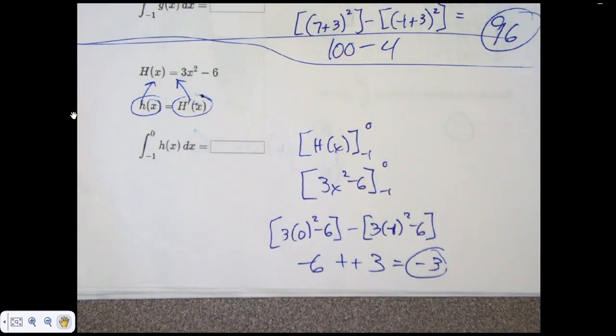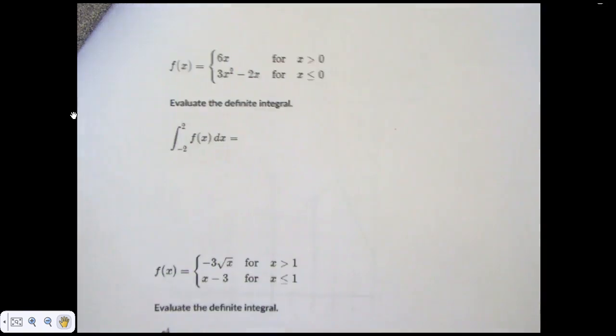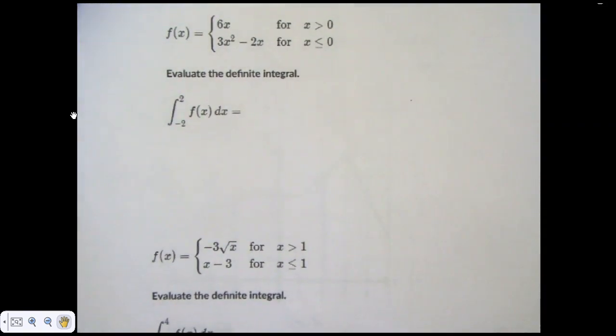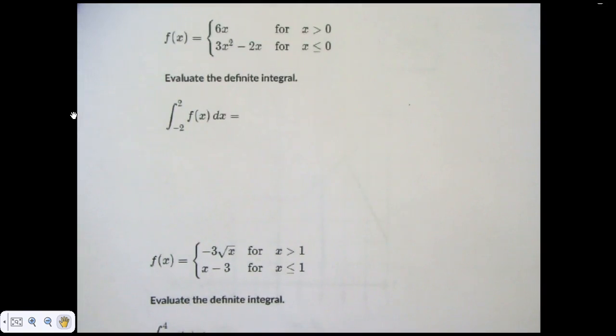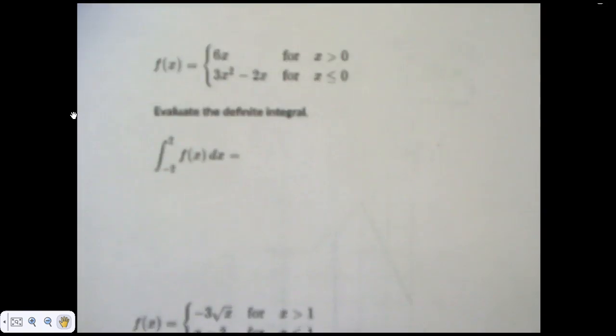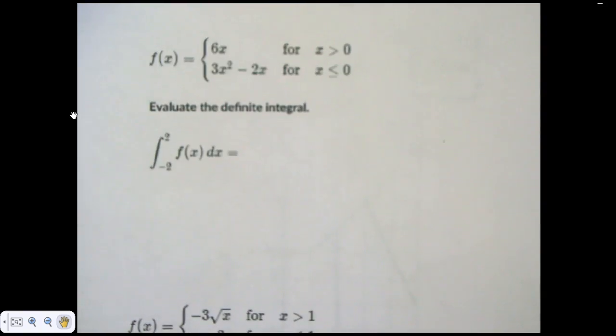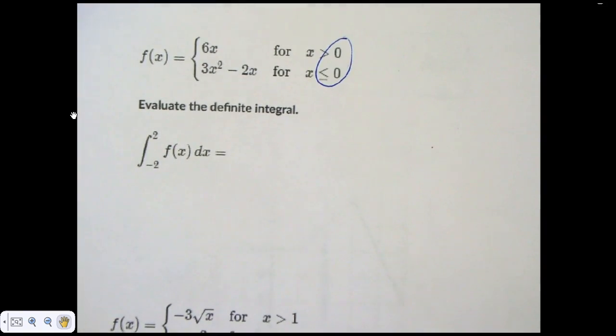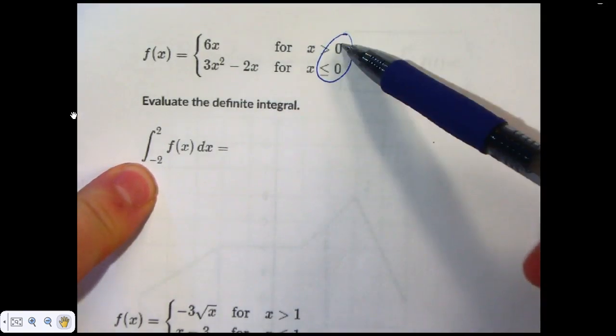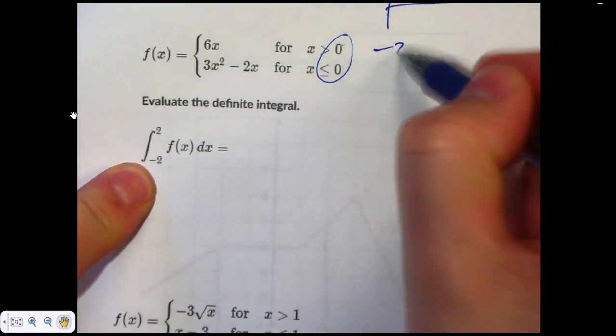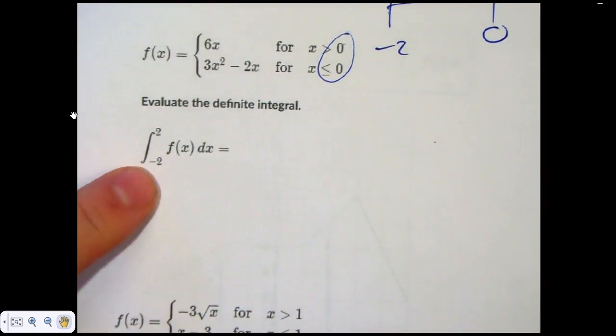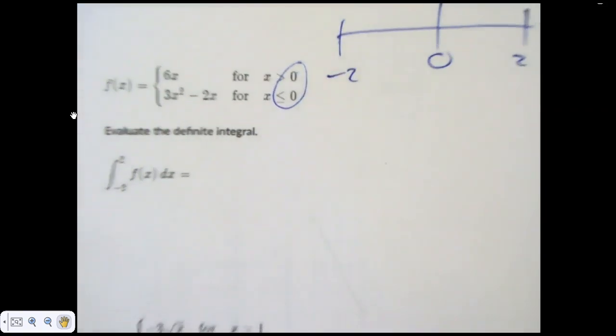Questions? Okay. The last thing, and this might be the toughest one, I don't know. We'll see. Is a piecewise. They're asking you, in this top one, for the integral from negative 2 to 2. But the equation changes at 0. So you're going to have to set up two integrals. One that goes from negative 2 up to 0. They're asking you negative 2 to 2, basically, but then something happens at 0. So it kind of splits your integral into two parts.